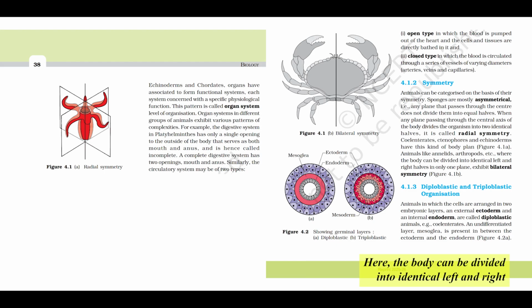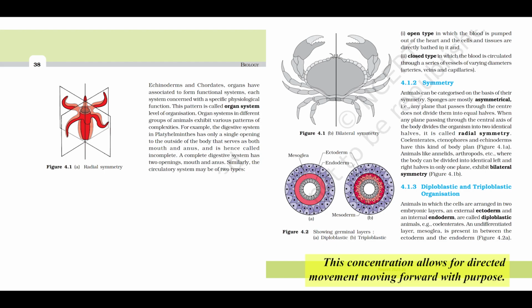Here, the body can be divided into identical left and right halves by only one specific plane passing through the body. Like us humans or an earthworm. If you draw a line down the middle, you get two mirror images. Correct. This is observed in annelids, arthropods, and most higher animals. And this type of symmetry is a major evolutionary advancement because it promotes cephalization. Cephalization. That's the development of a head region. Exactly. The development of a distinct head region where sensory organs and nerve tissue are concentrated.